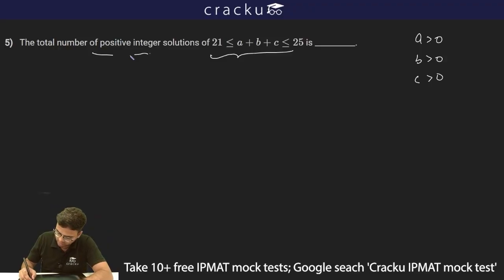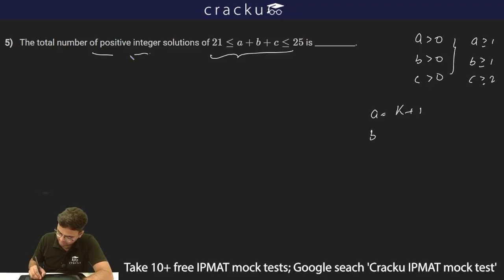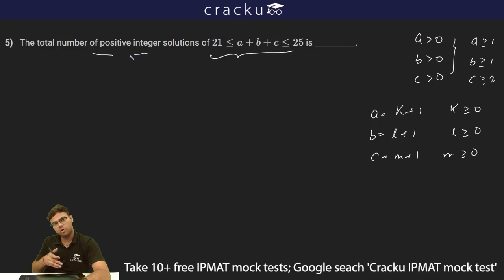Now a greater than 0, or this we can write as a greater than equal to 1, b greater than equal to 1, and c greater than equal to 1, and a, b, c are integers. So instead of a, I can write a as k plus 1, b as l plus 1, and c as m plus 1, and in this k is greater than equal to 0, l is greater than equal to 0, and m is greater than equal to 0. So this can take either 0 or more values. With this we can apply the formula.